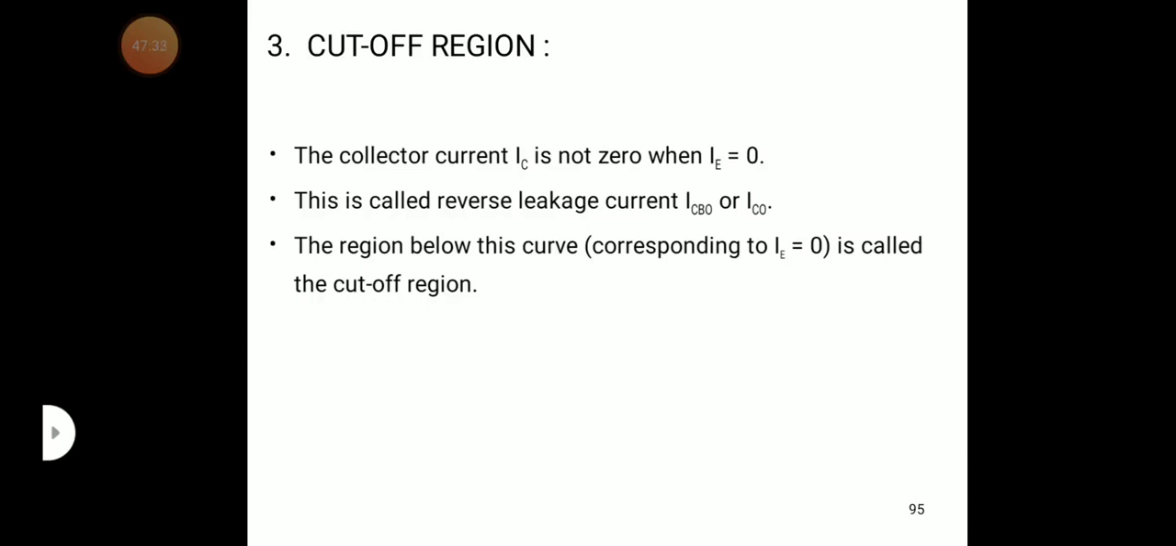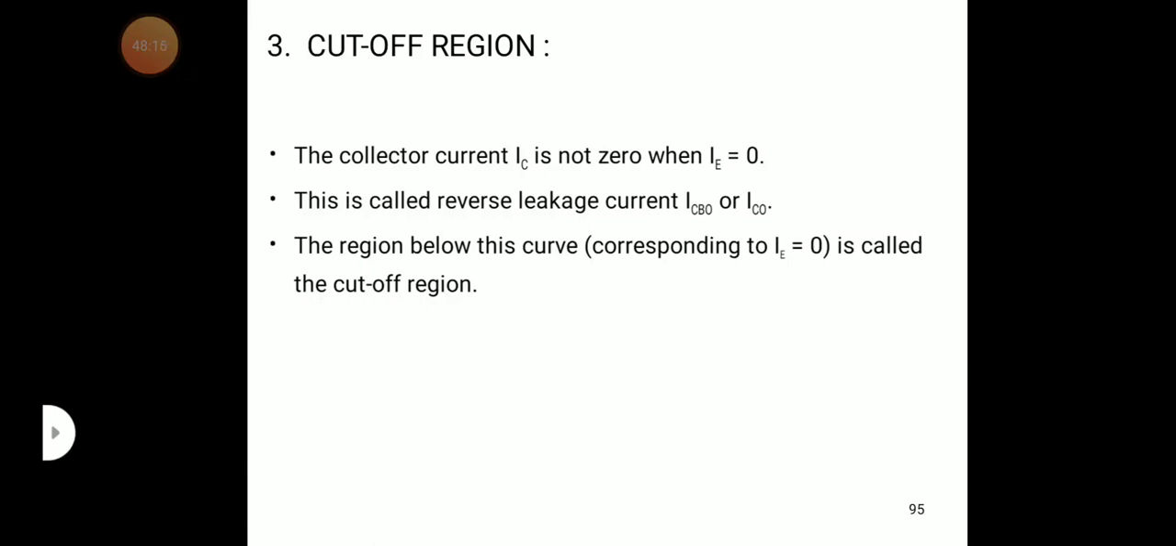In the saturation region, the collector junction goes to forward bias when we apply a negative voltage, minus VCB, to the collector junction. When it is negative, this region is called the saturation region. A small change in VCB will give a larger change in the collector current. The last one is the cutoff region. The cutoff region is nothing but the off condition. Below IE equal to 0, the region is called the cutoff region because there is no flow of current.